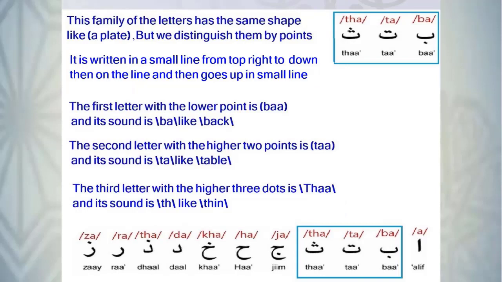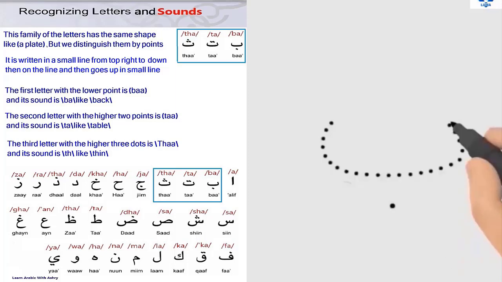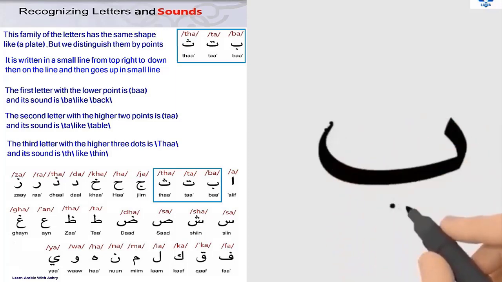The first family of the letters has the same shape, like a plate, but we distinguish them by points. It is written in a small line from top right to down, then one on the line, and then goes up in small line. The first letter with the lower point is ba, and its sound is ba, like back.